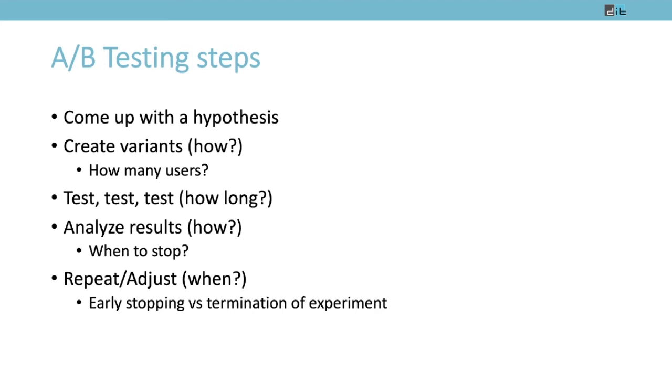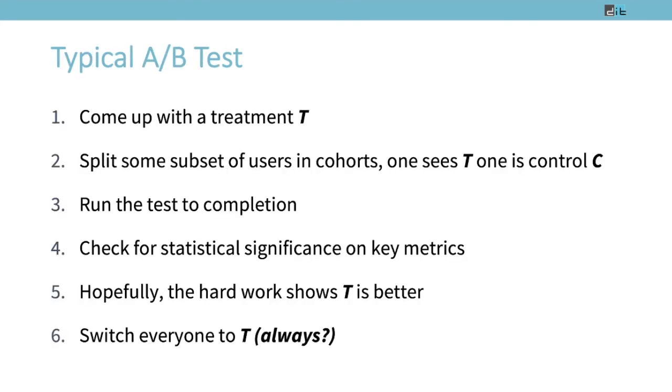We want to determine when to stop. Typically, we want to stop at the end of the experiment. And then we're going to repeat, adjust our A/B testing until there is termination of the experiment. In certain cases, we can stop early. That's usually the case when we're going to abort versus waiting all the way to finish the experiment.